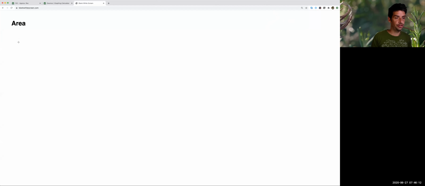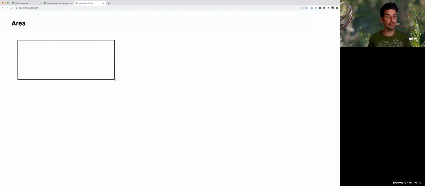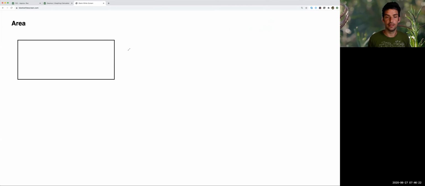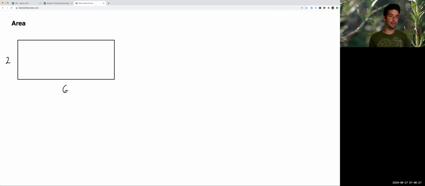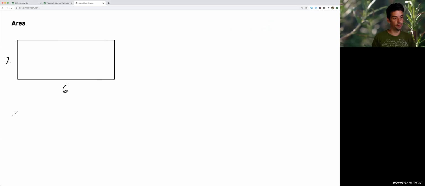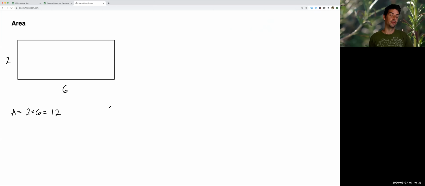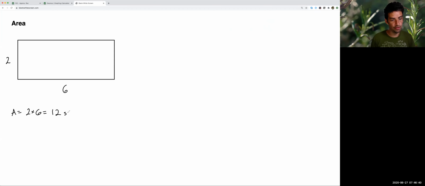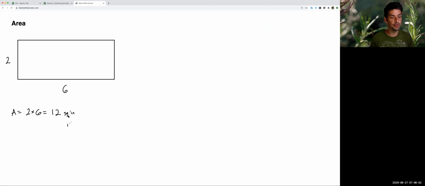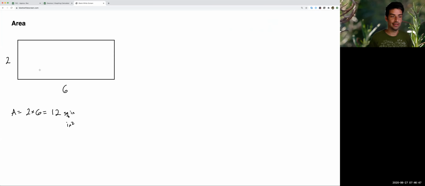So let's just start with a general idea of what we think of when we talk about area. If I have a rectangle, let's say my rectangle is 2 by 6 maybe, we know that we have this formula for area. We take the length times the width, and we would say, let's give this thing units. Let's say it was in inches. So we would say we have 12 square inches, or sometimes we use inches squared.